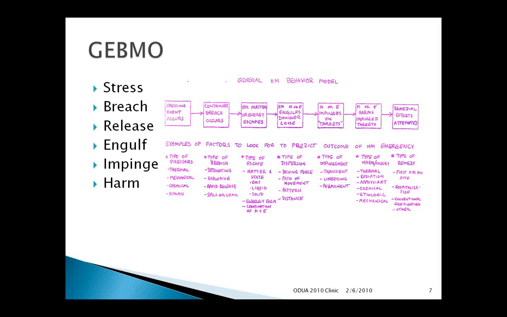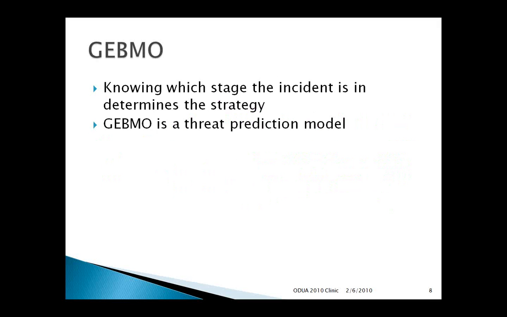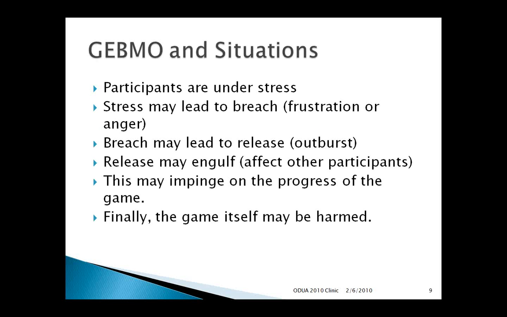And if you think about it, I think a lot of it fits for baseball. Knowing what stage your incident is in determines the strategy. So we have kind of a prediction model. If you think about how it works for us, ask yourself, are the participants in a baseball game under at least some kind of stress? Well, sure they are. They want to win. Coaches want to keep their jobs, so there's some stress. Can that stress lead to a breach, that is, frustration or anger? Sure it can. If it breaches, do we get outbursts? Do guys do things? Well, sure they do.